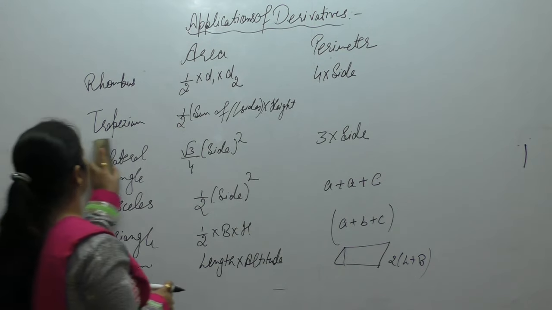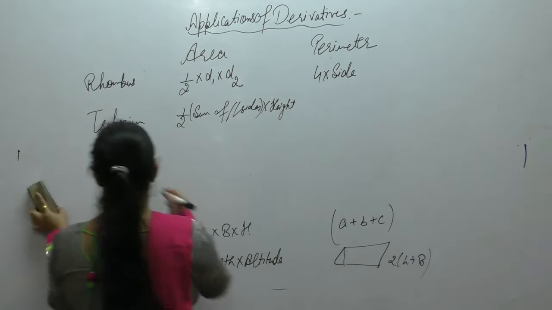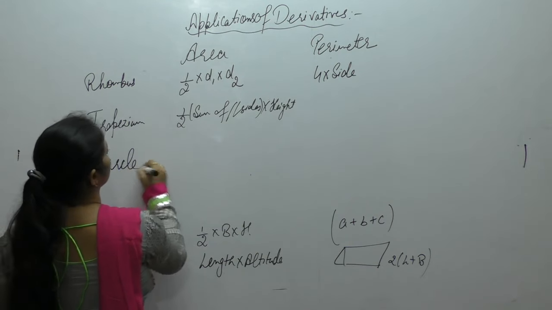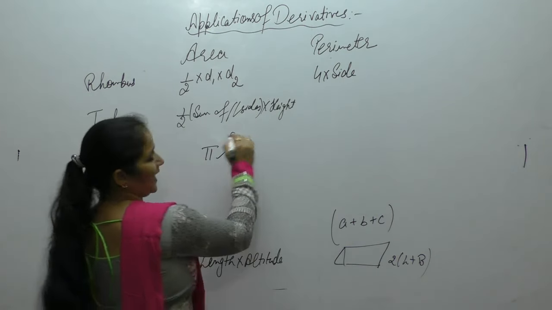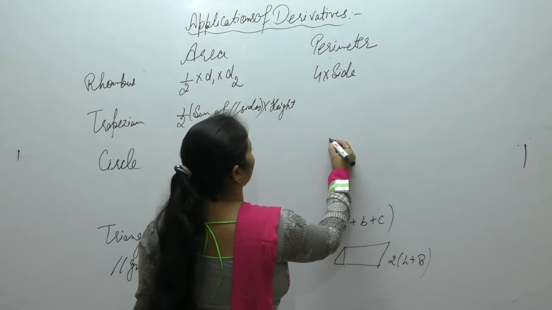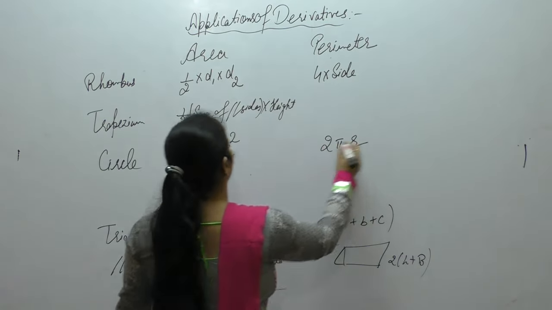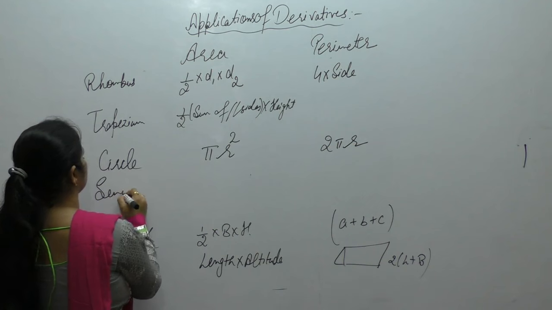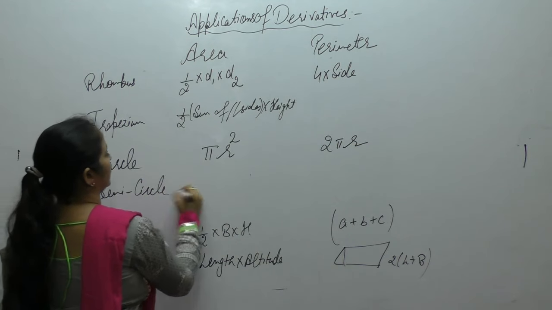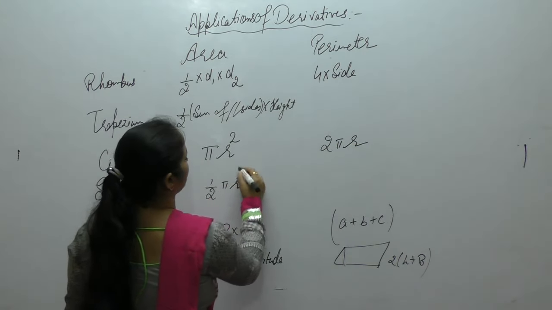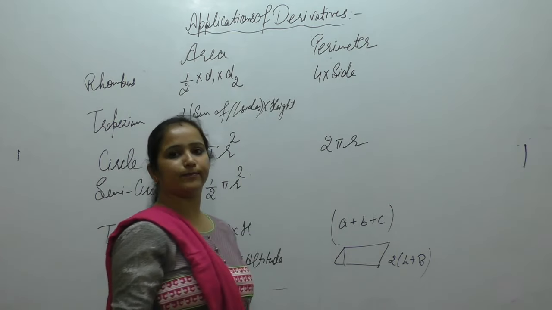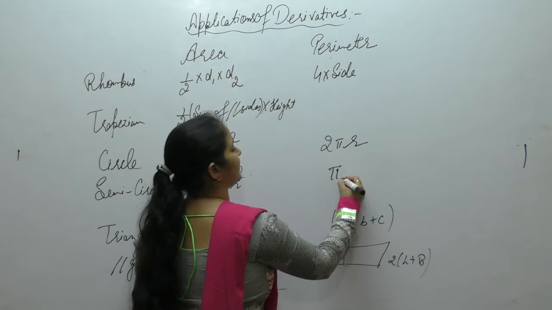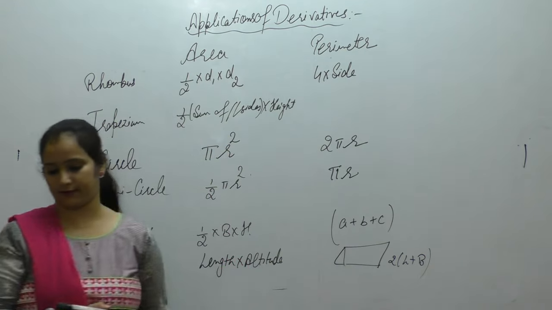Next one is circle. Area of circle is pi r square, where r is the radius, and perimeter of the circle is 2 pi r. Semicircle. Area of semicircle is 1 by 2 pi r square, and perimeter of semicircle is half of that, that is pi r.